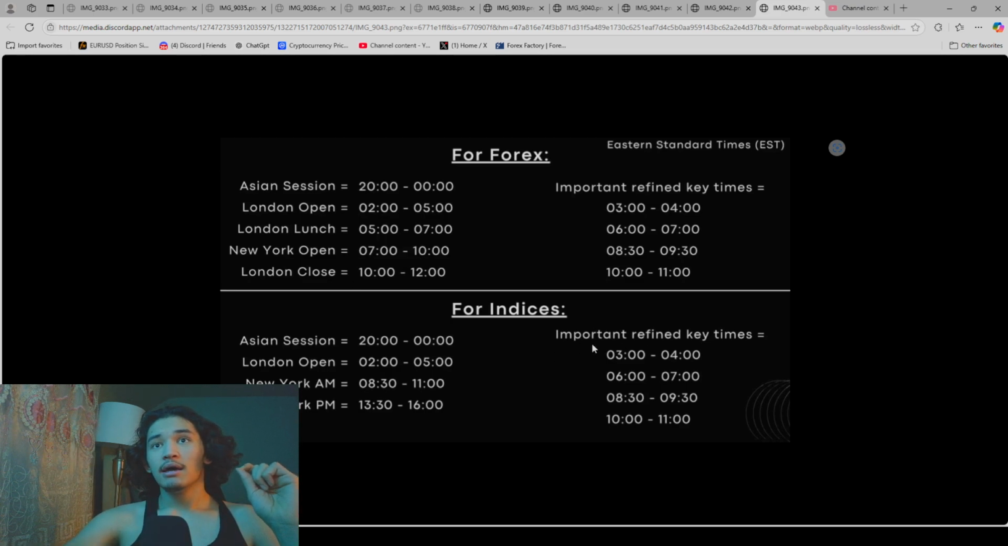For indices, important refined times are 3 to 4 a.m., 6 to 7 a.m., 8:30 a.m. to 9:30 a.m., and 10 a.m. to 11 a.m., right? Now let's get to the chart and show you guys what I mean, why time comes before price, and why time is very important.